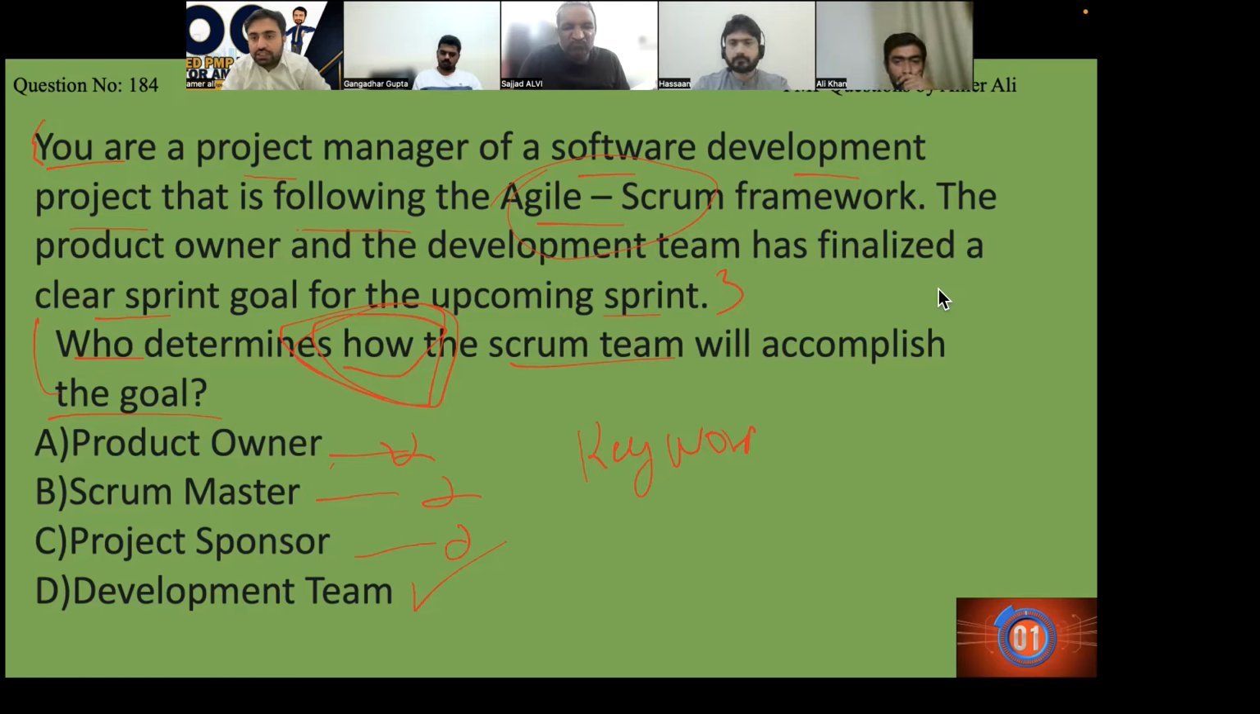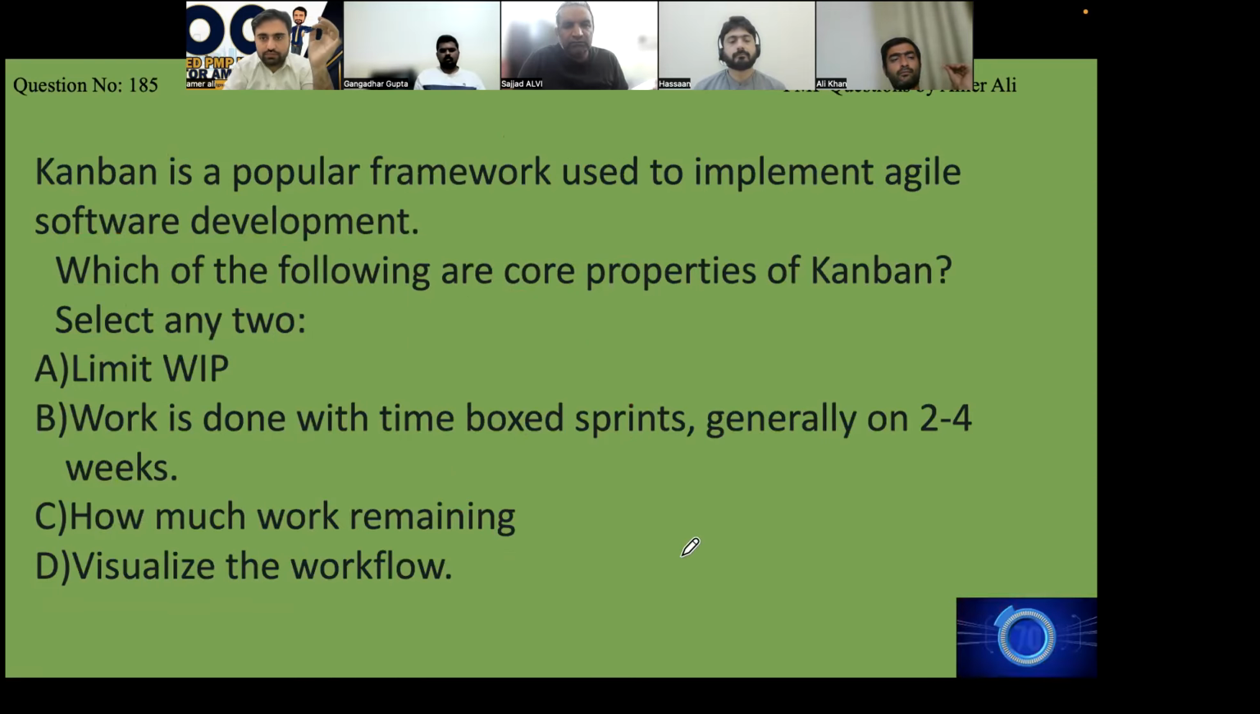Team determines. The question is asking how to do something. It was an easy question. No, not Scrum Master. Scrum Master has nothing to do with servant leader. The team tells how we are going to do something. This was an easy question. No, it's not the Scrum Master. The development team tells how we are going to do it. The team tells us. Next question.